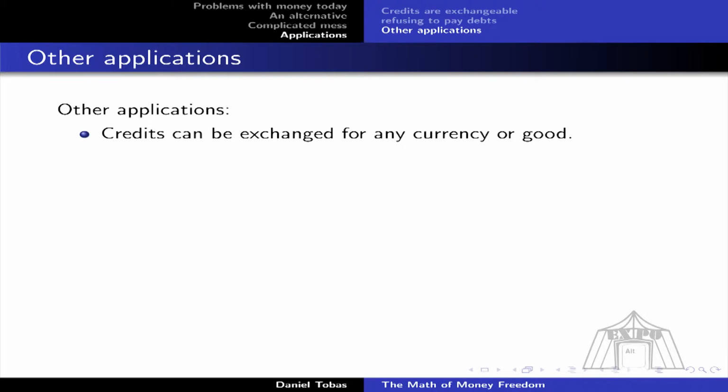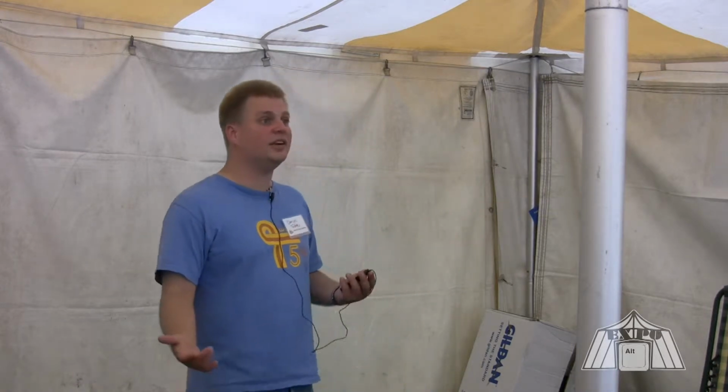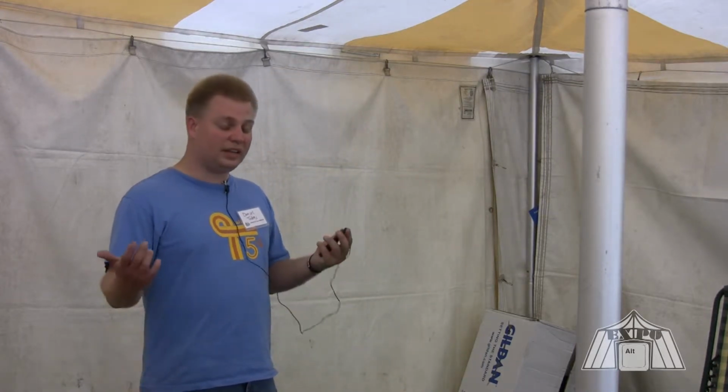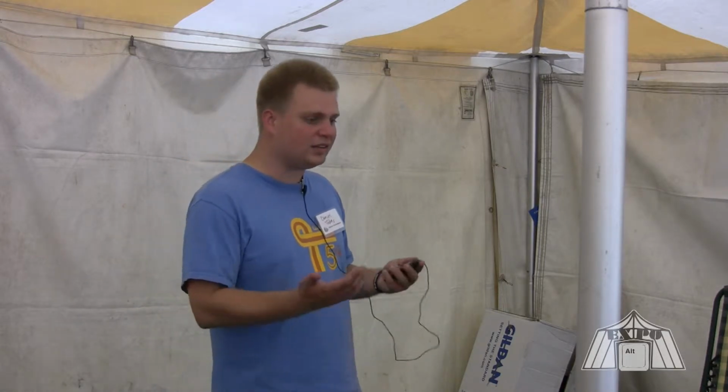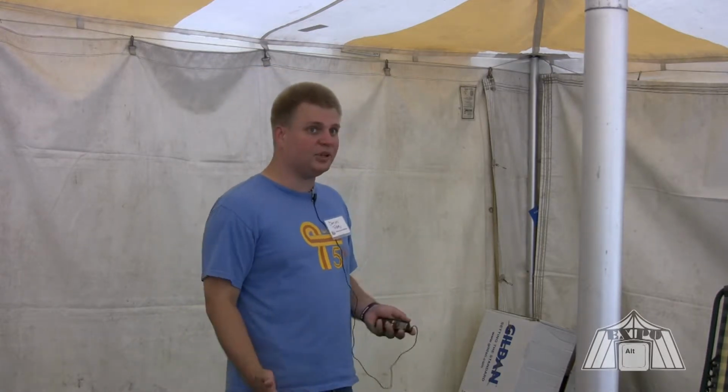Okay, so other applications. Credits can be exchanged for any currency or good, including silver. Okay, that's one application. And I put the "including silver" in there very specifically, because if we use such a thing as Shire Hours, and if the debt gets too big that it's hard to pay in the system, well, you can just transfer some silver and have that person credit you, and you've got that debt paid off. And if you're using silver, you completely do not access any type of government at all, right?